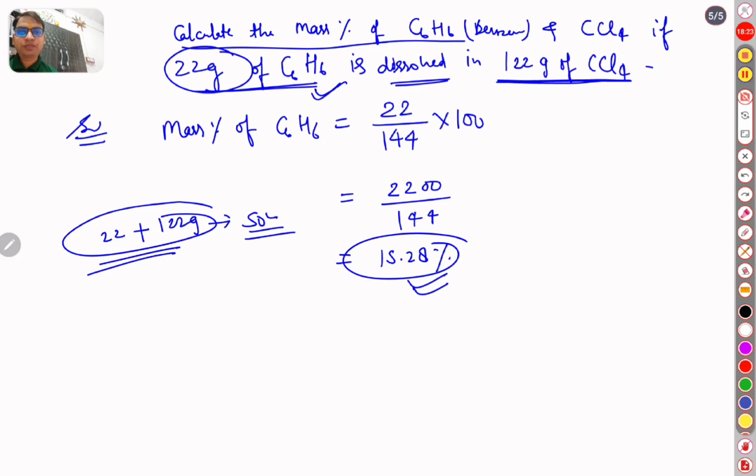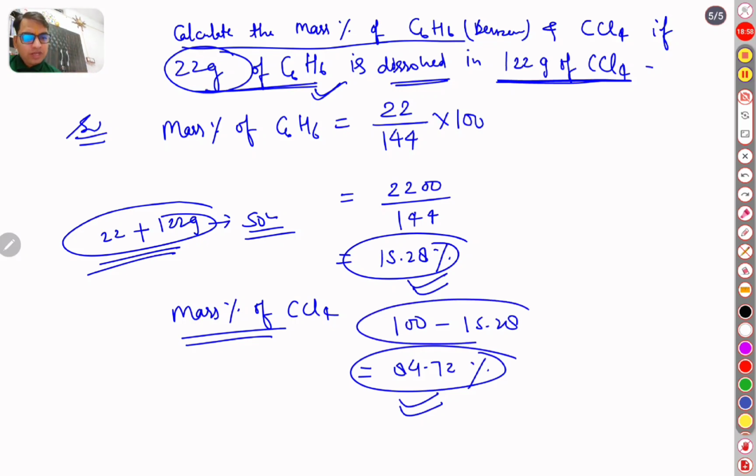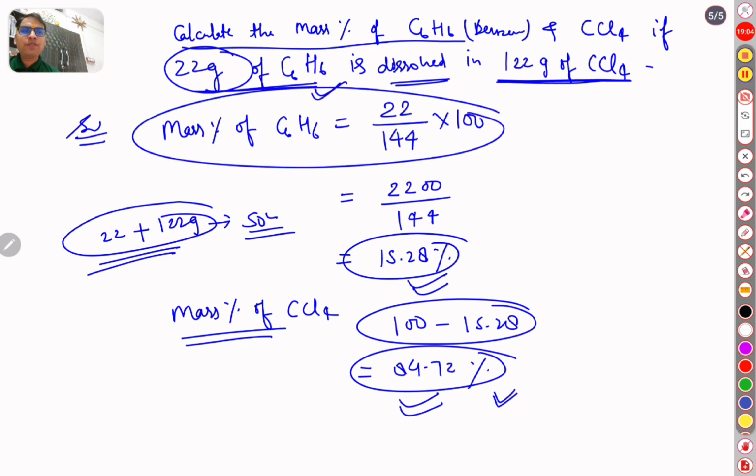Okay, is it easy? Now the next example: if we have to find out the mass percentage of CCl4, carbon tetrachloride, then what will we do? Nothing. Easily, total percentage is 100. 100 minus 15.28, you will get 84.72. This is the mass percentage of CCl4. It is very easy. If you do not subtract, you can also solve this question by using this formula. I hope you understand properly.